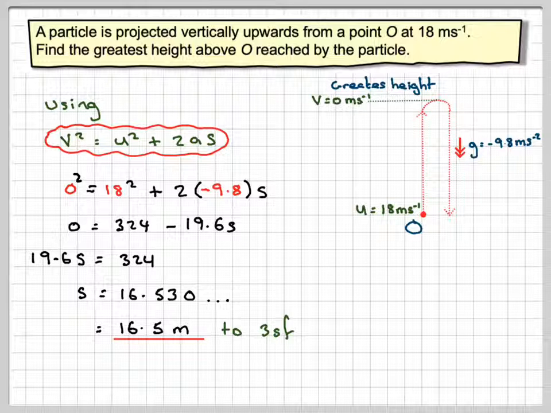Okay, so this has been a video to show you how to find the greatest height of a particle which has been projected vertically upwards. So I hope you've understood, and I thank you very much for watching.